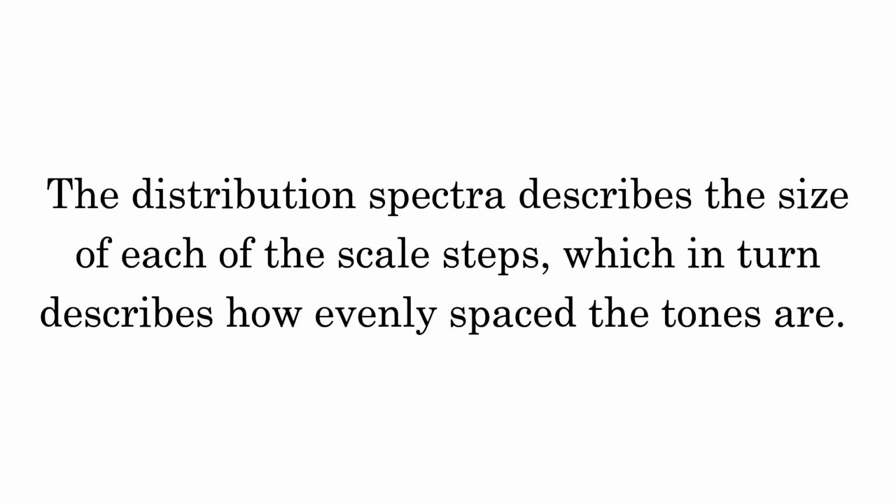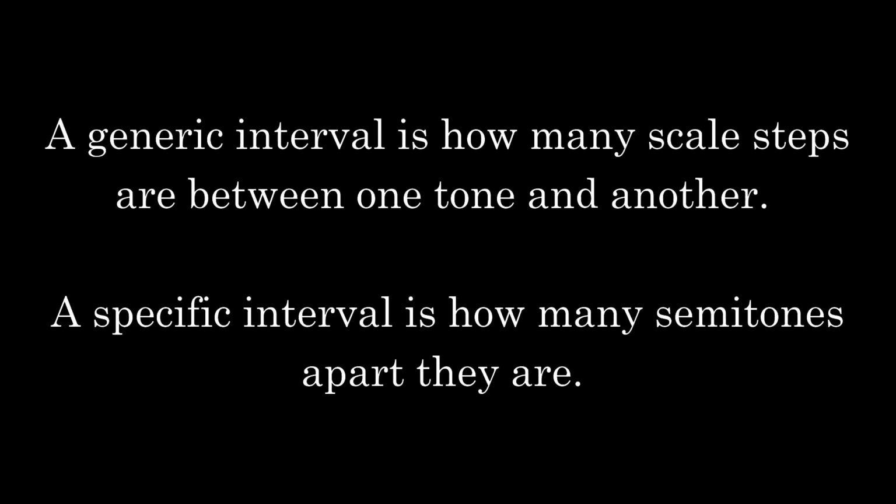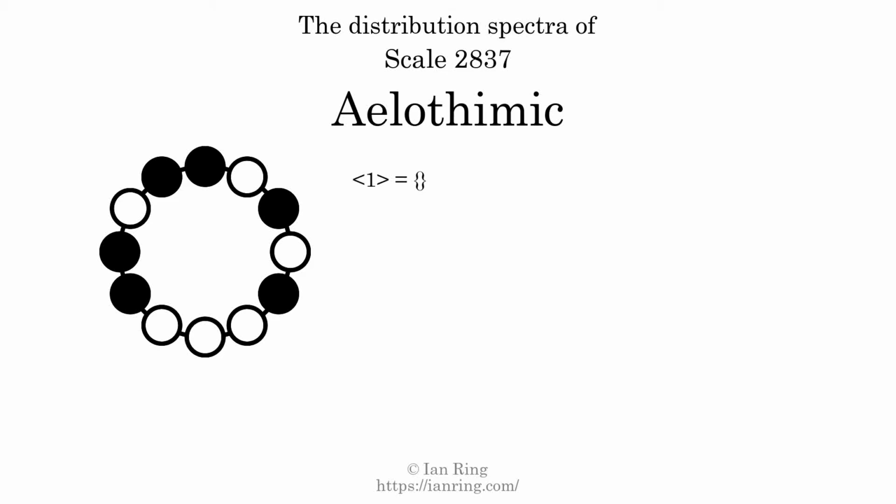The distribution spectra describes the size of each of the scale steps, which in turn describes how evenly spaced the tones are. A generic interval is how many scale steps are between one tone and another. A specific interval is how many semitones apart they are. The generic interval of one scale step comes in 3 different specific interval sizes. 1 semitone, 2 semitones, and 4 semitones. The spectrum width of this generic interval is the highest, 4, minus the lowest, 1, which equals 3.